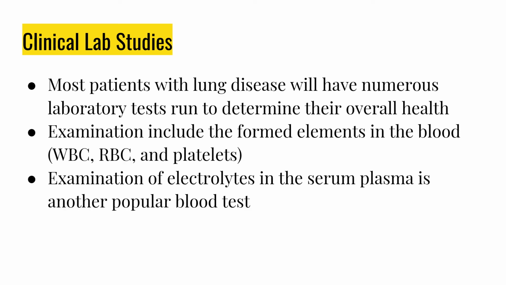All right, so there are several different tests that they can run. Some of the more common ones are under what we call our formed elements. So you want to know which ones are your formed elements. And your formed elements, and you probably went over that in A and P, are your white blood cells, your red blood cells, and your platelets. Those are your formed elements. And then your electrolytes are located in your plasma.